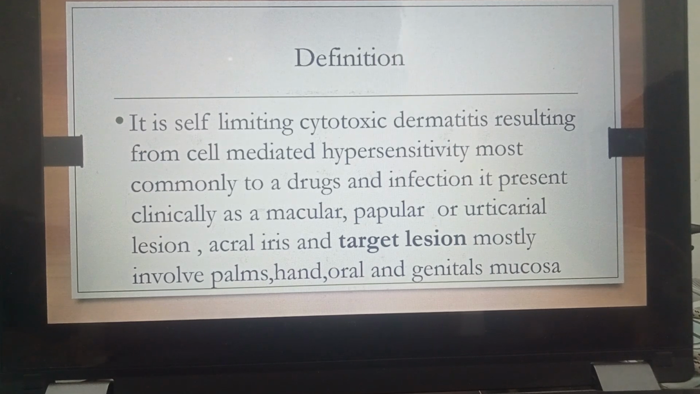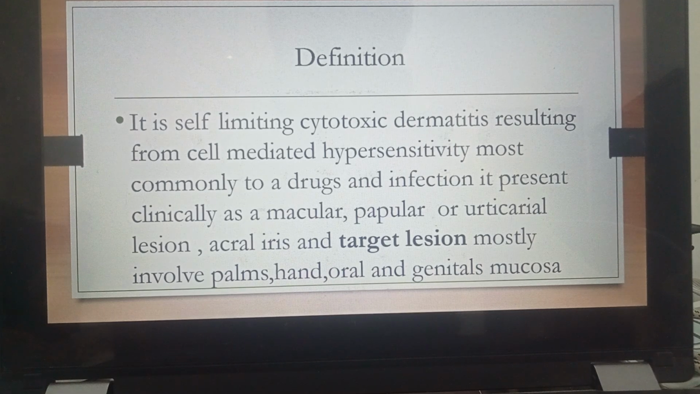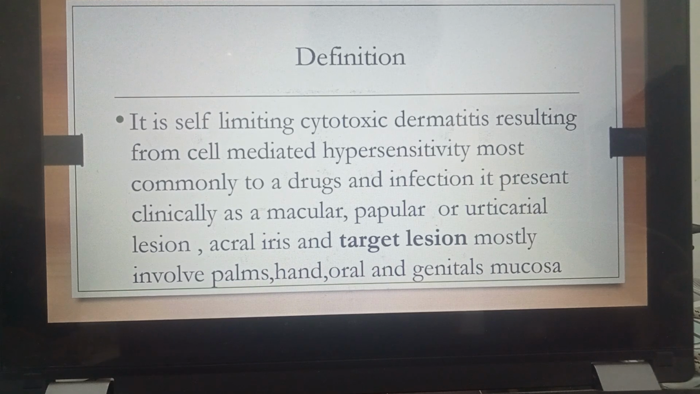So by definition, it is a self-limiting cytotoxic dermatitis resulting from a cell-mediated hypersensitivity reaction, most commonly to a certain drug or infection. These are actually the causative agents of erythema multiforme. It presents clinically as a macular, papular, or urticarial lesion, acral iris, and target lesion. I will discuss the target lesion later on.